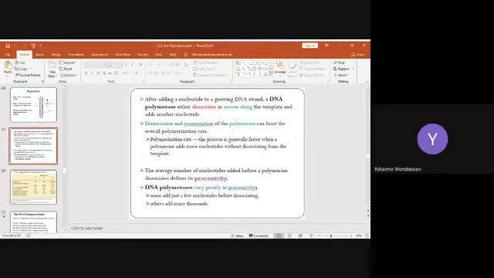What I told you here, the DNA polymerases vary greatly in processivity, we said. Some add just a few nucleotides before dissociating. The others add many nucleotides, and they have different capacity based on their rate and efficiency also.